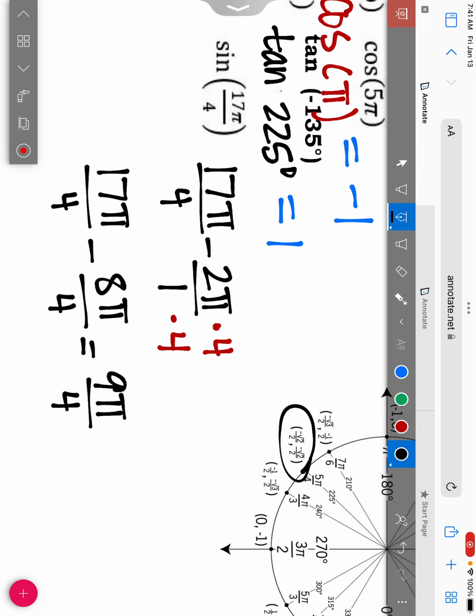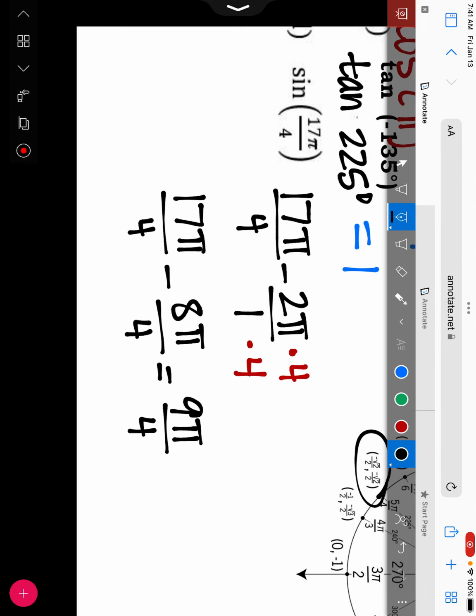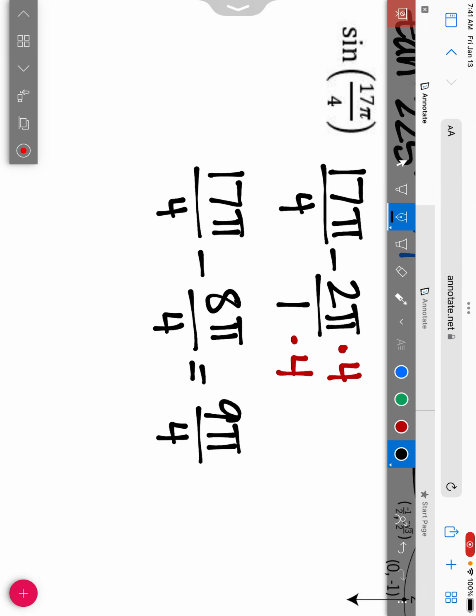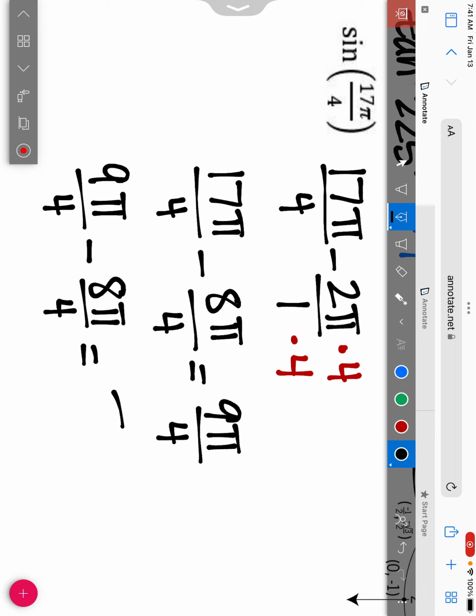Now 9 pi over 4 is still greater than 2 pi, so let's subtract it again. Let's take that 9 pi over 4 and subtract 8 pi over 4 again, and this time you get pi over 4. So we're looking for the sine of pi over 4. Go ahead and go to your unit circle.